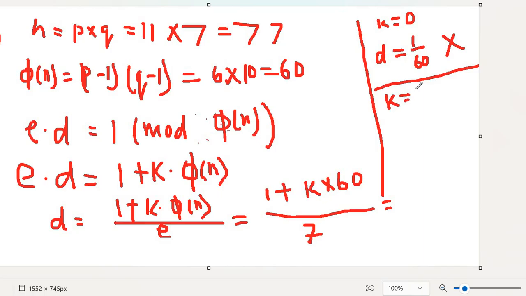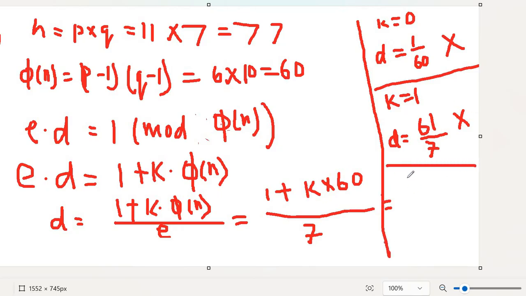Now next, which value we will take? K equal to 1. So for this we will calculate d. You can easily calculate 60 into 1, 60, plus 1, by 7. So 61 by 7, again I think it will be in decimal. We need a complete integer value for d, like e equal to 7. So k equal to 1 we will also discard, because 7 8s are 56, and 7 9s are 63, of course. So it will be in decimal.